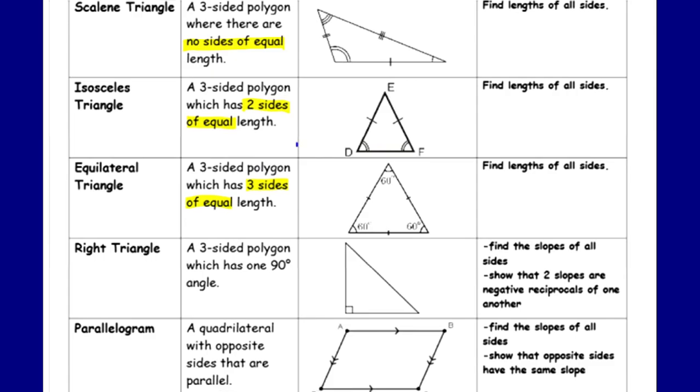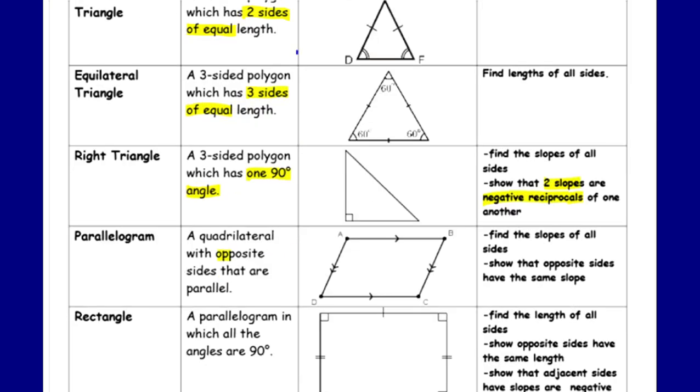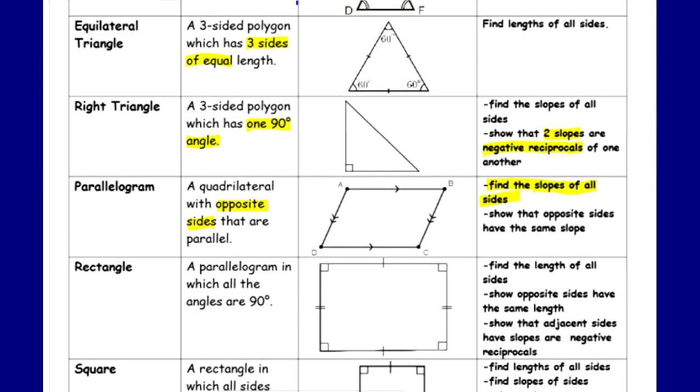Right angle triangle, we've done an example of this already. We do need to look for that 90-degree angle. Opposite sides are parallel. So for a parallelogram, we have to find the slopes of all the sides and check to see that the opposite sides are parallel. This is going to require some drawing just to get a general idea of where the points are in relation to each other, so we can look for what side we're looking for and so on.